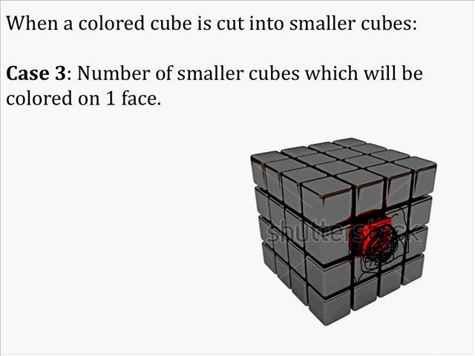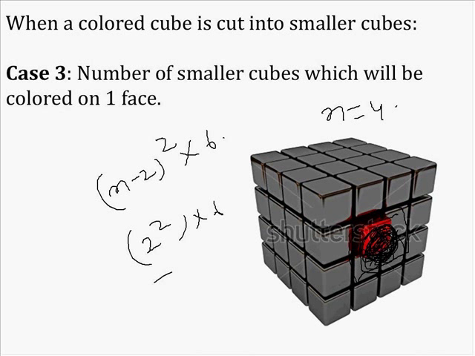Now the enclosed cubes will be what? Those which are not touching the sides. Here, I would like to talk to you about the enclosed cubes. In between, it will be (n minus 2) whole square into 6. This is the formula. If n is equal to 4, then it will be 2 square into 6, which is equal to 24.